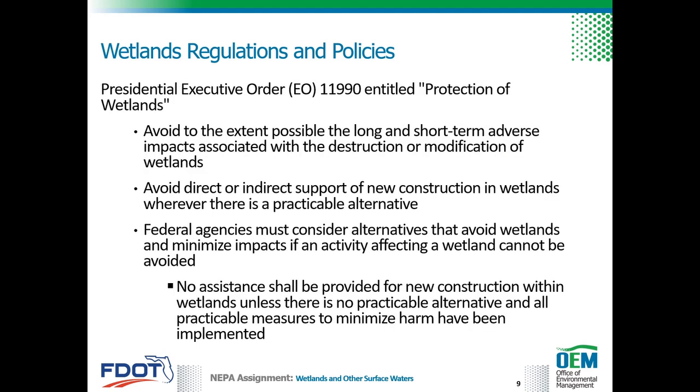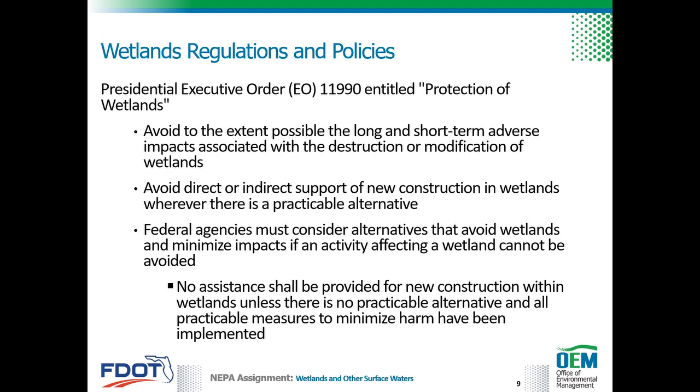In 1977, Executive Order 11990, entitled Protection of Wetlands, was issued. This executive order establishes a national policy to avoid, to the extent possible, the long and short-term adverse impacts associated with the destruction or modification of wetlands, and to avoid direct or indirect support of new construction in wetlands, wherever there is a practical alternative.